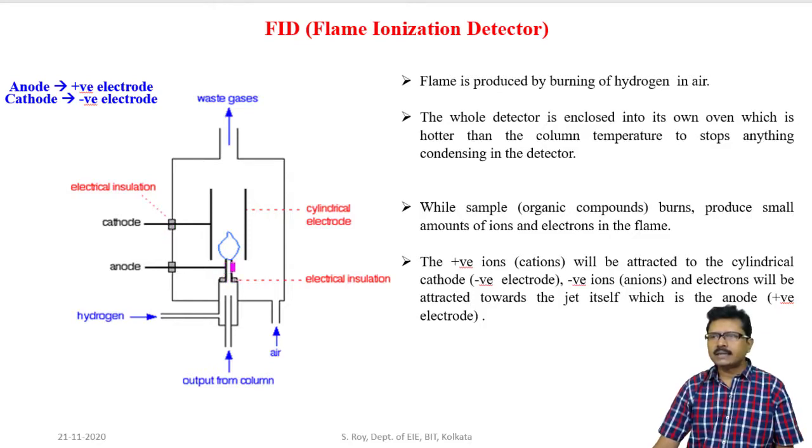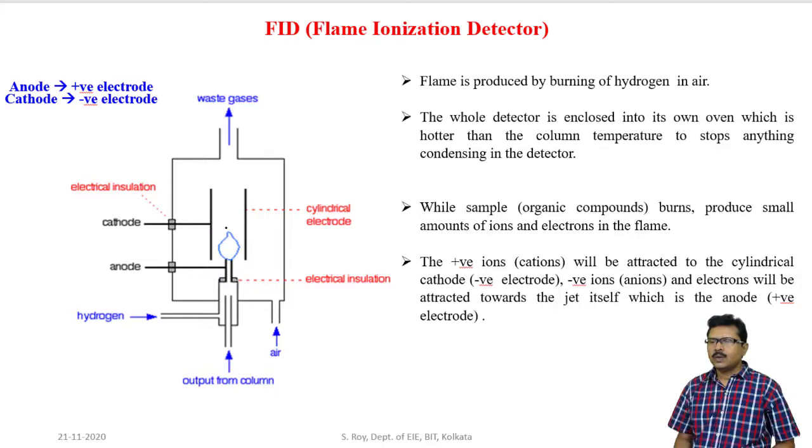Now in this case, this cylindrical jet is the anode, and this upper cylinder acts as a cathode. When the sample enters through the jet and is burnt by the flame, that sample will form positive ions, negative ions and electrons. Now all electrons and negative ions will be attracted towards the anode plate, and all the positive ions will be attracted towards the cathode, as the cathode is the negative electrode.